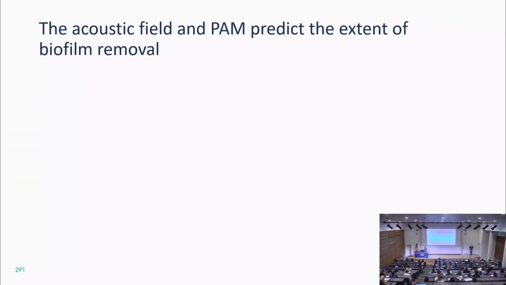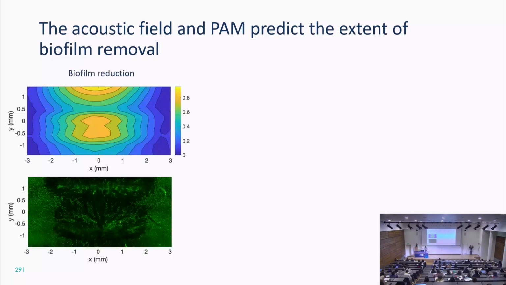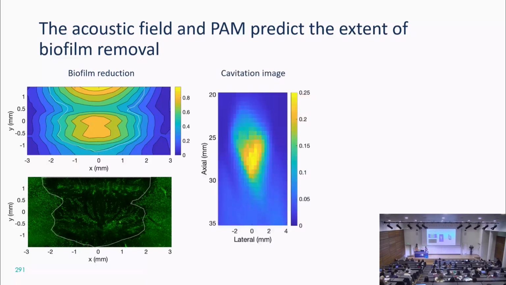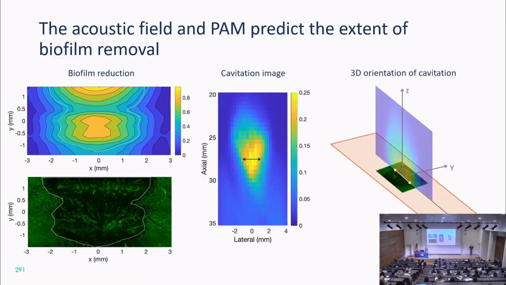The other thing that we can do with ultrasound is obviously localize where the cavitation emissions are happening. We can look at where the acoustic field predicts the overall region of biofilm removal within this area. And then our cavitation image can also predict the width of biofilm removal by using cross-correlation to determine where these cavitation events are happening.